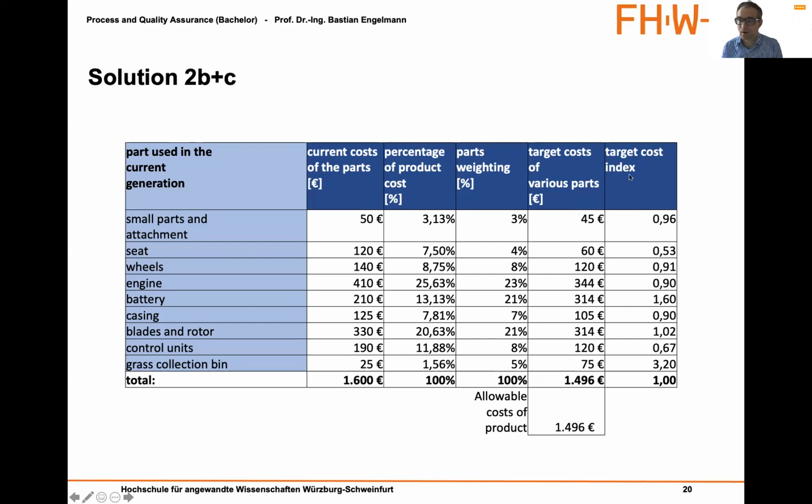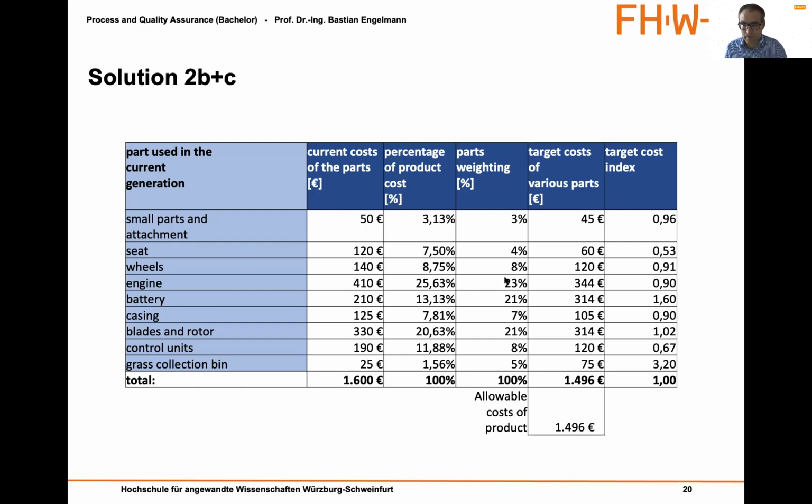It's the target cost index. I will in a second explain how we can calculate this. But before we do so, we should have a look at what we have in this table here. In the first column, we see that the small parts and attachment parts have current costs of 50 euro. In the future, in 2 years, we are only allowed to have 45 euro. So we need to cut 5 euro here.